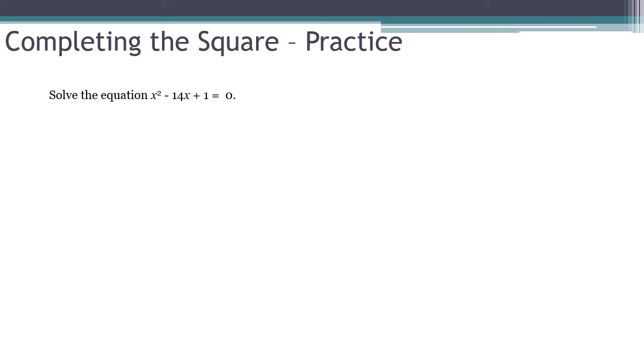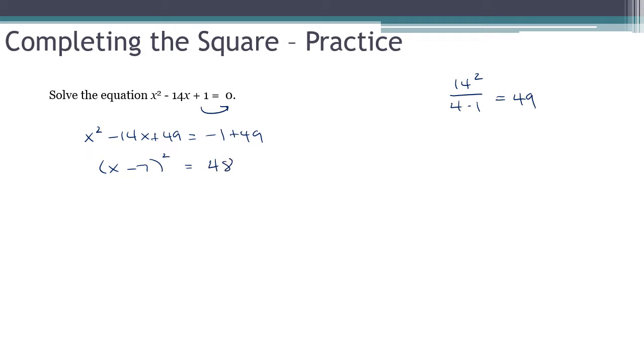All right, so I'm going to start the same way. I'm going to move the 1 to the other side. x squared minus 14x equals negative 1. And let's see, what am I going to add here? My number is b, that's 14 squared, divided by 4 times 1, and I believe that's going to be 49. All right, so let's add a 49 in here and over here. And now, yeah, this left side does factor. This is x minus 7 squared equals 48.